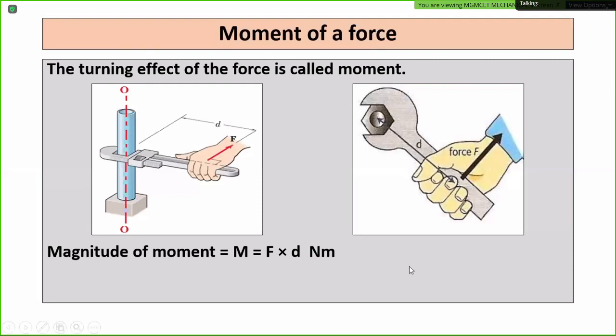So how will we find out the moment? Moment is equal to F into D.